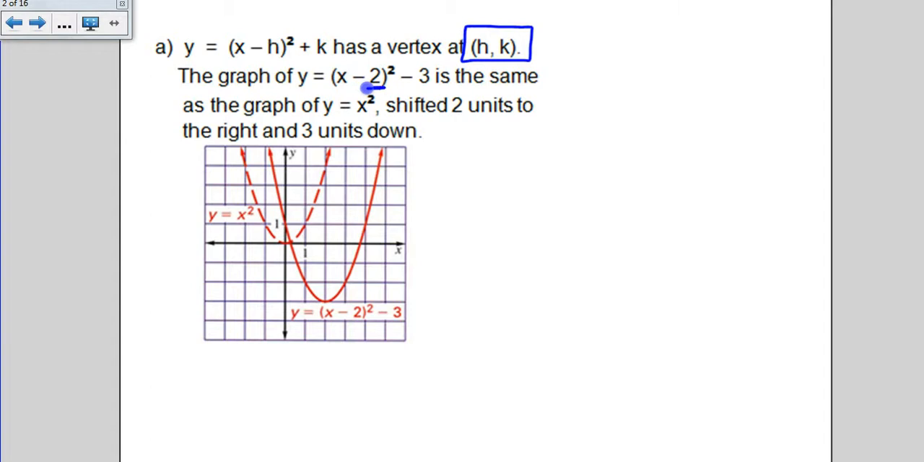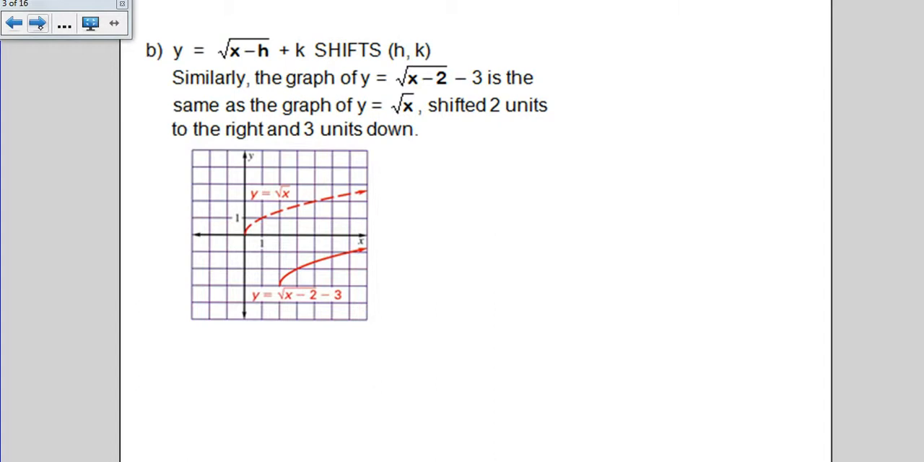So this example, for instance, had an x minus 2 in the parentheses, and then a minus 3 outside of the parentheses. And what that meant was this was shifted 2 units to the right, because inside the parentheses or the bars for absolute value always meant opposite, and then 3 units down. Well, the exact same thing is going to happen here on a square root graph.